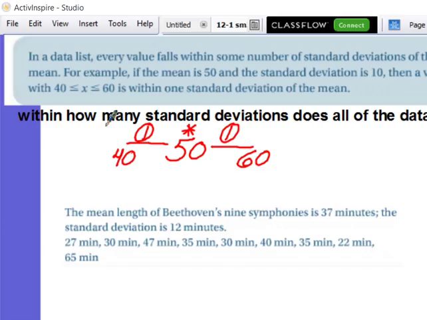Does everybody understand? So any value that falls within 50 to 60 would be within one standard deviation of the mean. That means it's very close to the average. So is 55 within one standard deviation of the mean? Yes. How about 42? Yes.